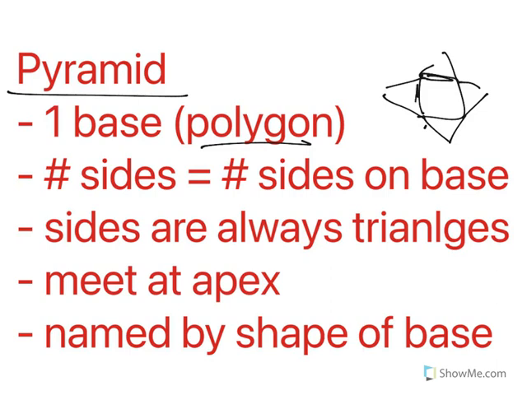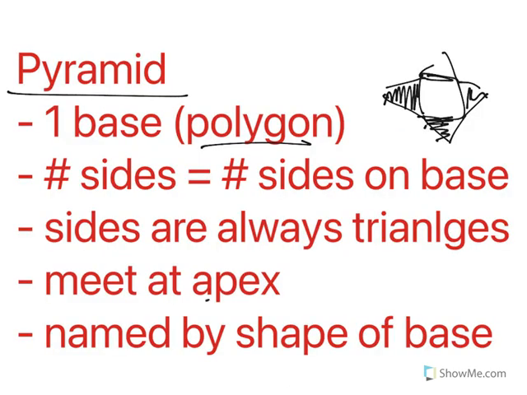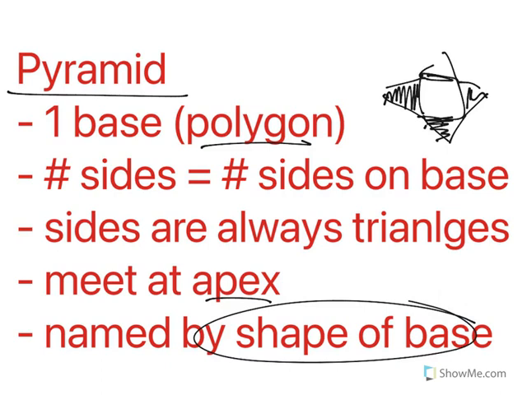And the sides, which we call faces, are all triangles because they meet at that top, right? They meet at a point. So that means all of the sides are going to be triangles. As I've noted already, that top point is called the apex. And we name the pyramid by the shape of the base. So if the base is a triangle, then it is a triangular pyramid. If the shape of the base is a square, then it is a square pyramid.